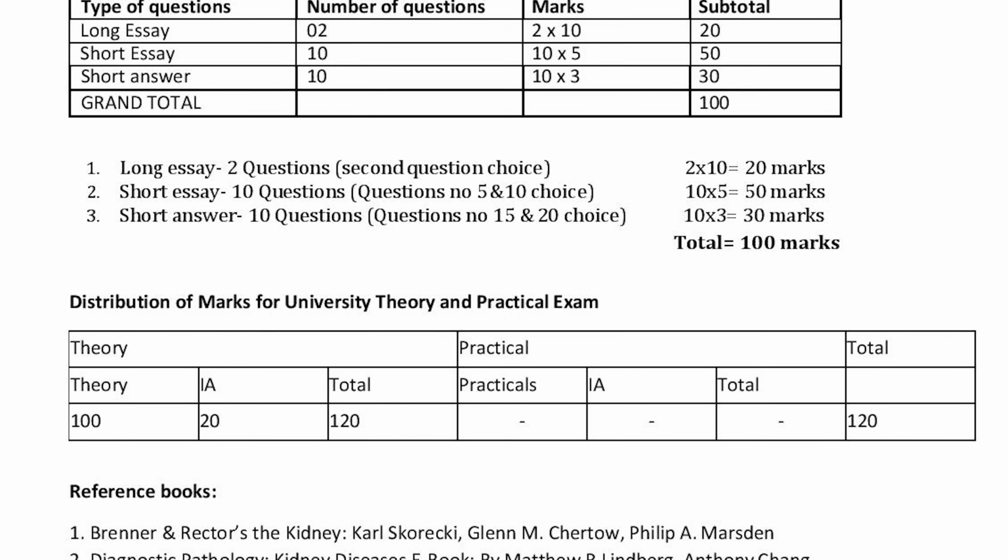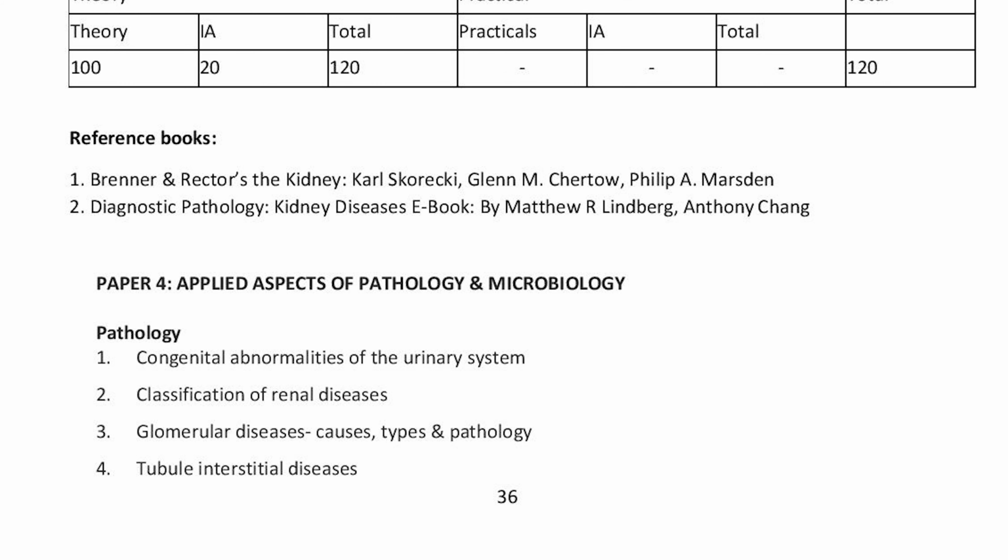Applied aspects of pathology and microbiology, which is paper 4. There are 10 topics in pathology and 6 topics in microbiology, which means paper 4 has a total of 16 topics. First, let's look at the pathology topic. 1. Congenital abnormalities of the urinary system. 2. Classification of renal diseases. 3. Glomerular diseases, causes, types and pathology.